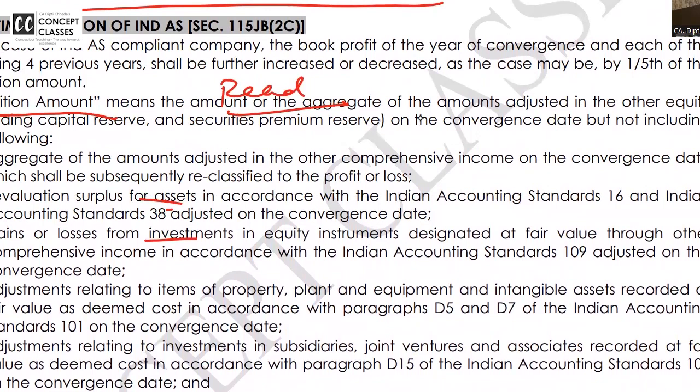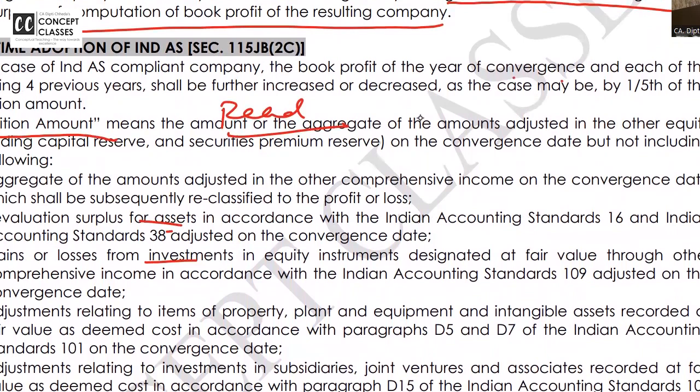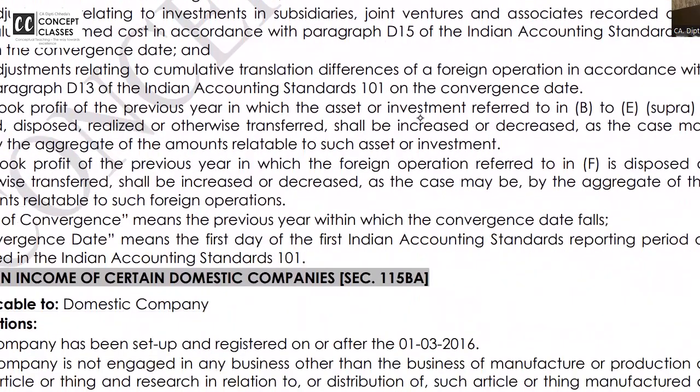1/5. The book profit of the year of convergence, and each of the following 4 years, shall be increased or decreased by 1/5. If the transition amount is on the credit side, 100, take it out, but 1/5 of 100, that is 20, will be credited. If it is on the debit side, 20, like that. Clear to all of you?